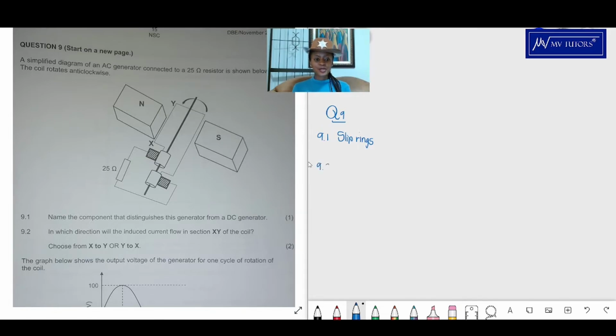And then 9.2: in which direction will the induced current flow in section XY of the coil? So this is section XY. You have Y over here and you have X over here. Remember, you have your thumb, which is like the thrust, the force. If this is going anti-clockwise, it means on the XY section your thumb is pointing down. So your thrust is downwards. That is T, your thrust.